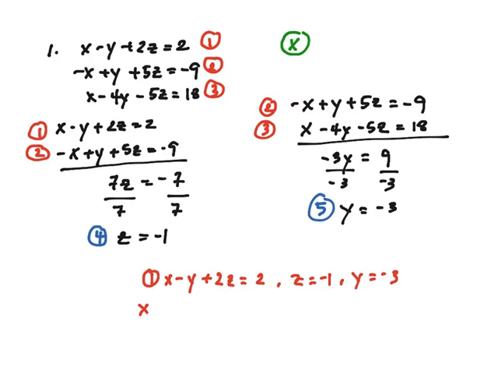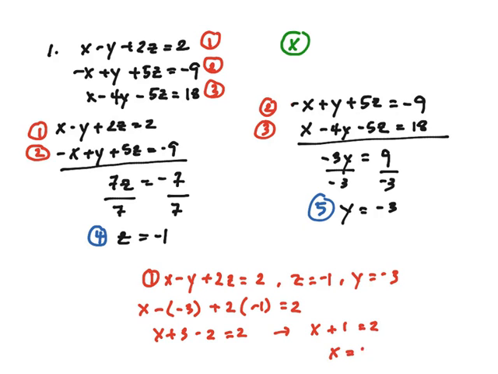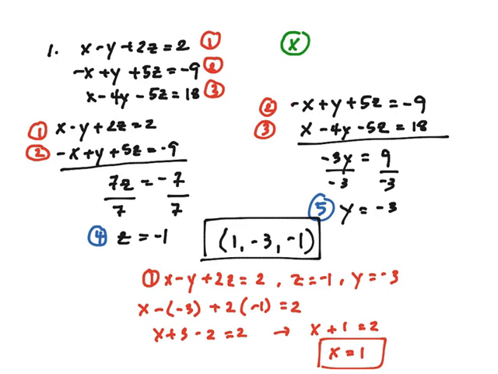So I get x minus -3 plus 2 times -1 equals 2. So that's x plus 3 minus 2 equals 2. So I have x plus 1 equals 2 and x equals 1. So I have all 3 of my variables, so I can go ahead and write it as a coordinate. So it's 1, -3, and -1. And this is my final answer. Okay? Good.